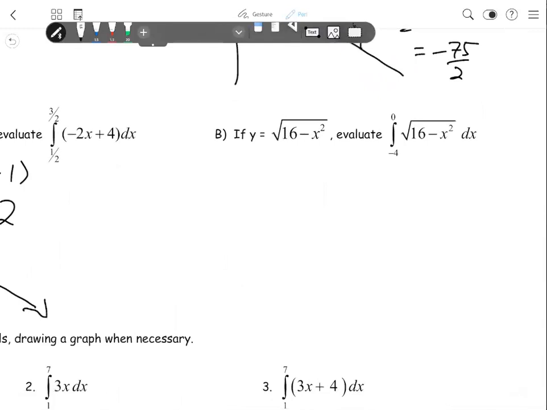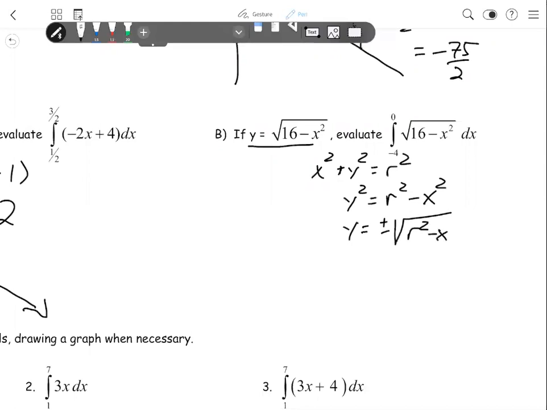You should be able to recognize this as a semicircle. And the reason it's a semicircle, I'm going to write the formula for a circle. x squared plus y squared is equal to the radius squared. And if I solve for y here, I have y squared equals r squared minus x squared. And then I'm going to take the square root of both sides. So I have y equals plus or minus the square root of r squared minus x squared.